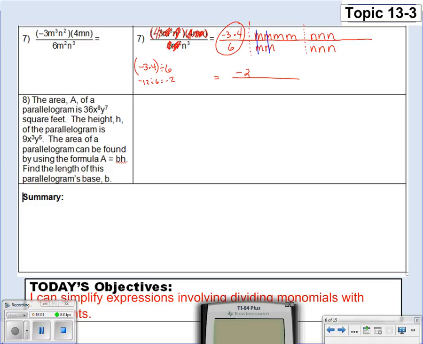Let's look at our m's. We'll cancel out top and bottom. We have two m's on top, so we'll write it as m squared. Look at our n's. We cancel them out, and no more n's. So there's nothing left underneath, no more variables. We have our answer is -2m squared.